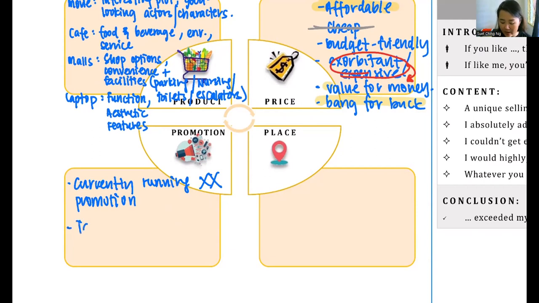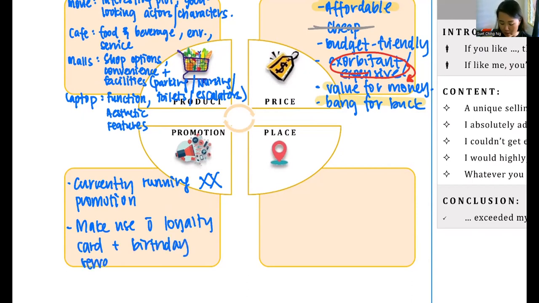Or you could ask your friend, how do you get discounts? Make use of loyalty card plus birthday rewards for discounts, correct? I only shop in September just because it's my birthday month and I get like the best birthday rewards and loyalty card points.